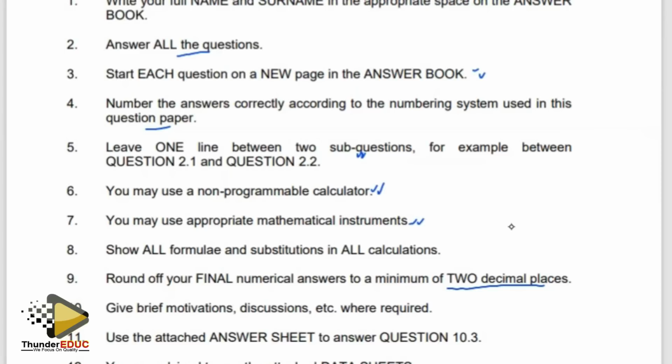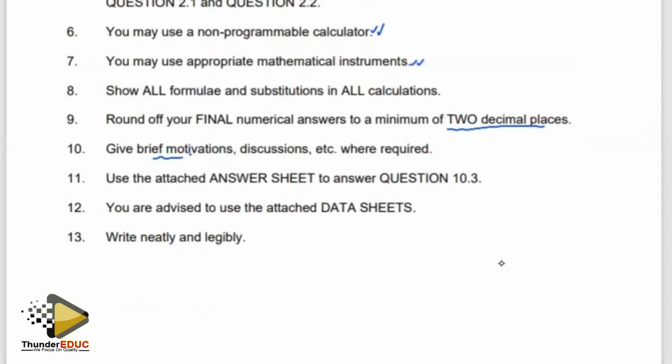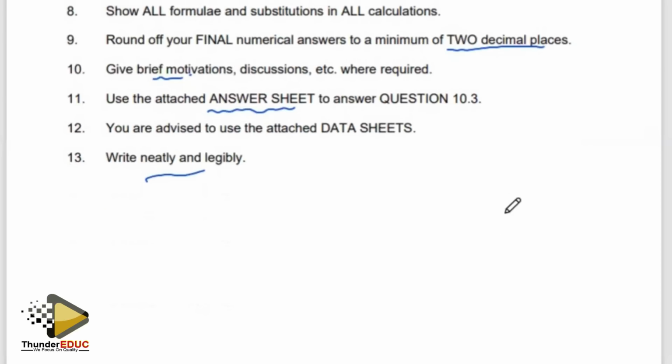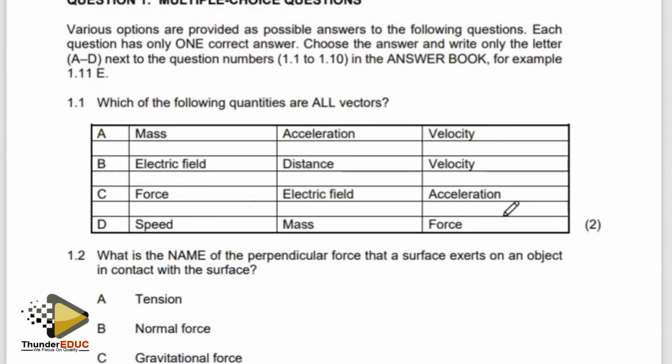And for some explanations, we shall have to give some sort of motivations or reasons as to why we reach such conclusions. In case they give us an answer sheet within the question paper, we always have to detach it and attach it to our answer book. Writing neatly and legibly is a must so that your work can be easily read and marked without any bias.